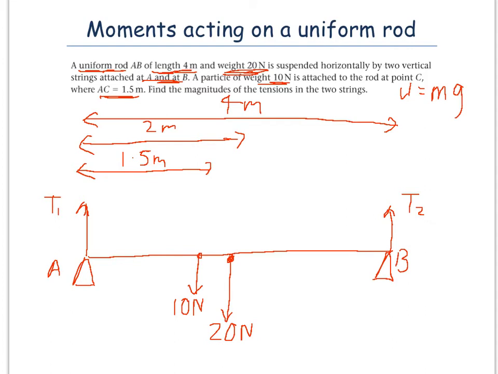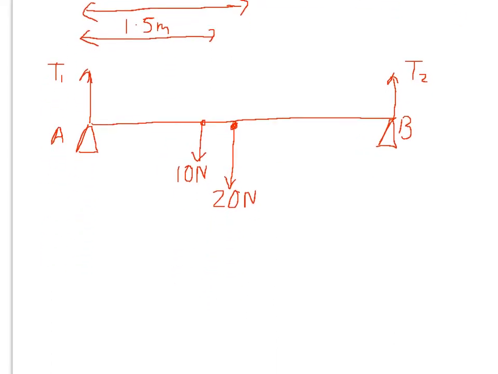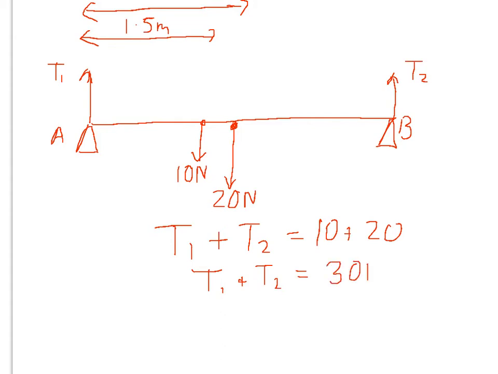Okay, now we can assume that this rod is sat there in equilibrium. So that means that the forces acting upwards, so the tensions, must add up to the forces acting downwards. So this means that T1 add T2 must be equal to 10 plus 20, because T1 and T2 are the forces acting upwards and the 10 and 20 are acting downwards. So that means T1 plus T2 is equal to 30 newtons. That is going to be important in a minute.